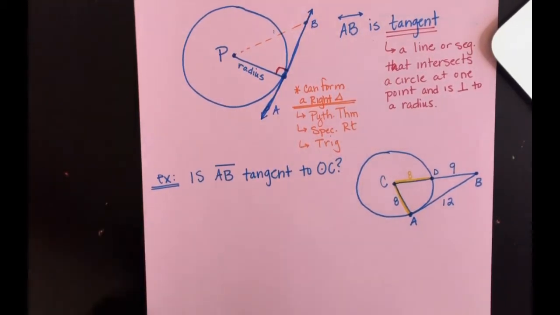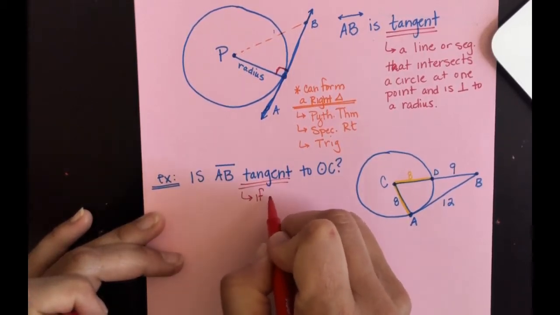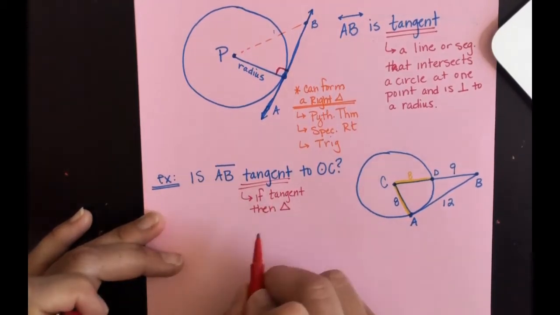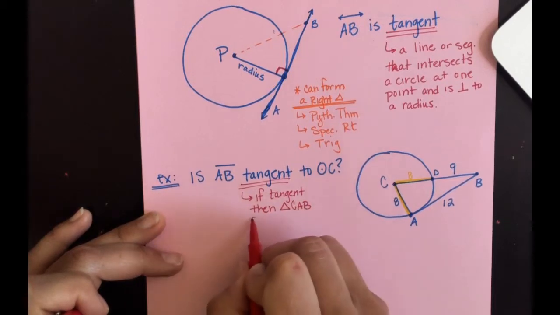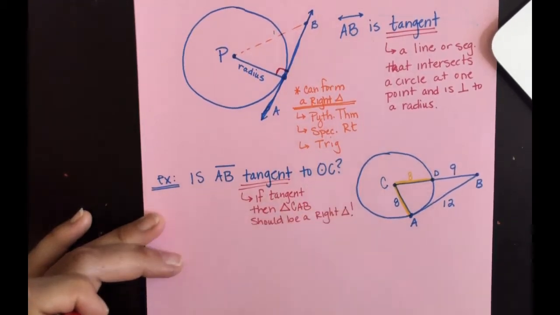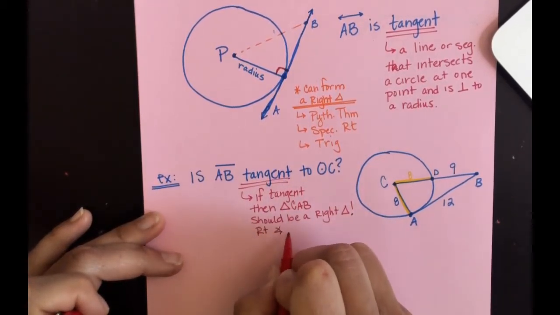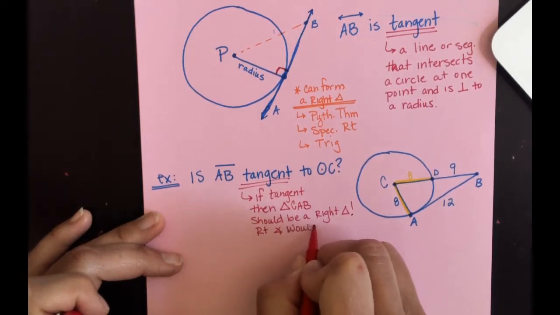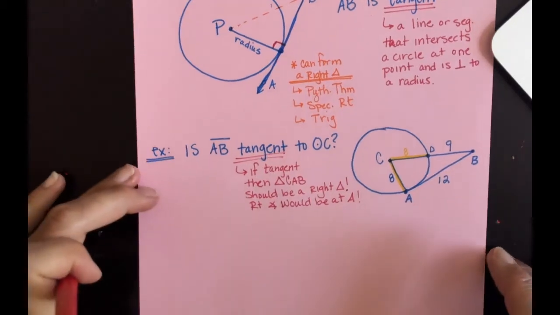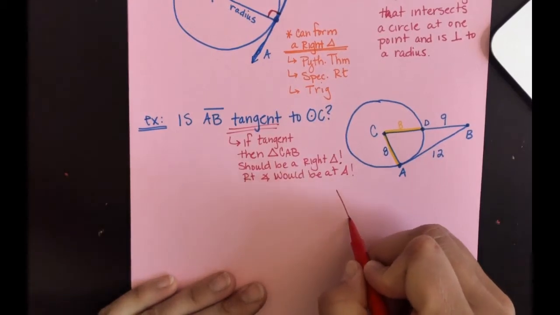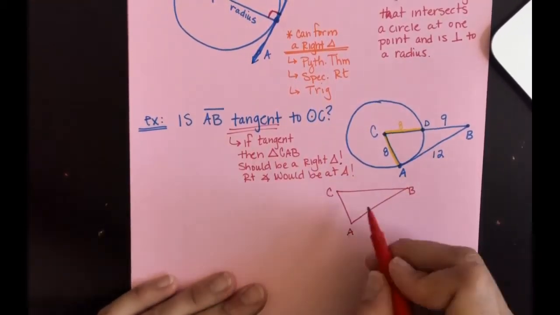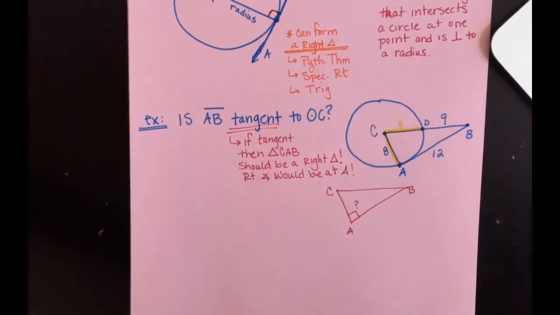And if this is supposed to be tangent, then the triangle that's been formed, triangle CAB, should be a right triangle. And our right angle would have to be at A. So what we're going to look for is we're going to test using the Pythagorean theorem, is this actually a right triangle? So here's C, here's A, here's B, and we want to know, is this guy really a right angle? Or is it a right triangle?